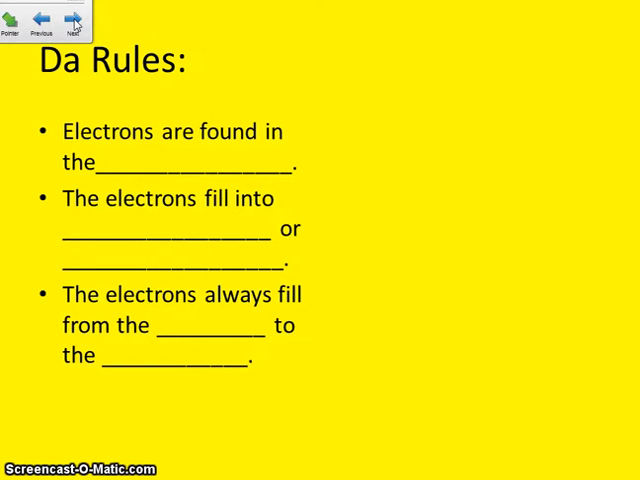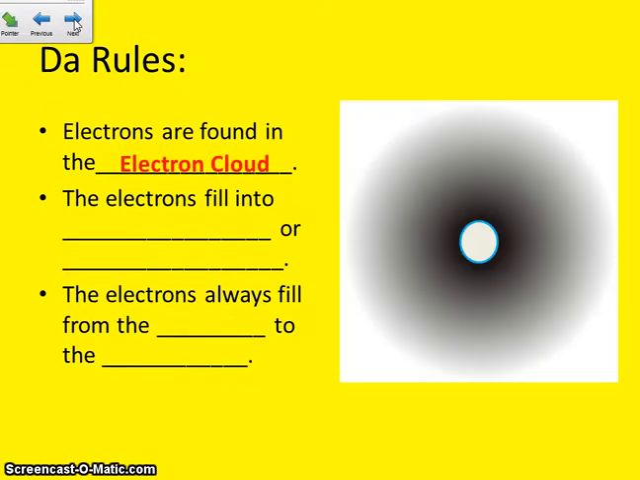So what are the rules for filling in these parts in an atom? Okay, we know that the electrons are found where? They're found in the electron cloud. Over here, this is my diagram of an atom. And in this picture, this gray area is the electron cloud. Well, what's this thing in the middle then? That must be the nucleus, right?